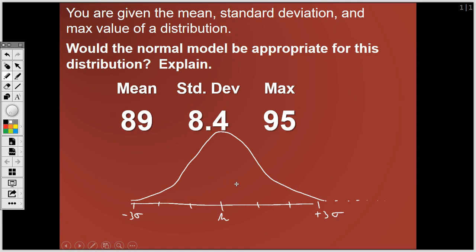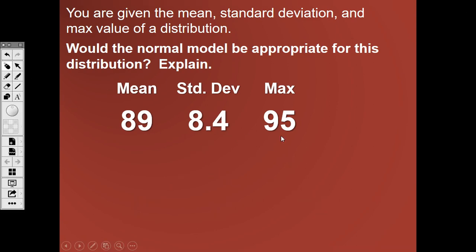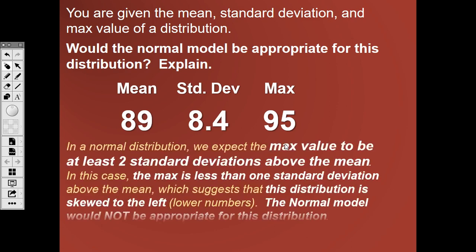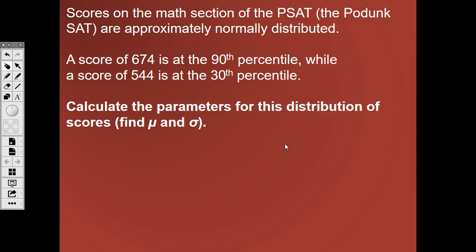We can model something with a normal distribution if it's at least two standard deviations. So for our model, we want to be able to solve problems, so we're looking for something that's at least two. Because this maximum value is less than one standard deviation away. If I go 89 plus 8.4, I'm past 95. The maximum is less than one. We could say that this is skewed to the left and that this is not going to be symmetric and unimodal enough for us to use a normal model. It needs to be at least two standard deviations above and below the mean for us to be able to use a normal model.